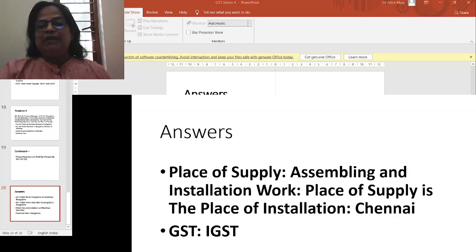So, place of supply, assembling and installation work. Place of supply is the place of installation. See, Bangalore firm, they are getting an order for construction work in Chennai. So, place of supply is Chennai. So, what will be the GST applicable? It will be interstate. Karnataka to Tamil Nadu, it's IGST.